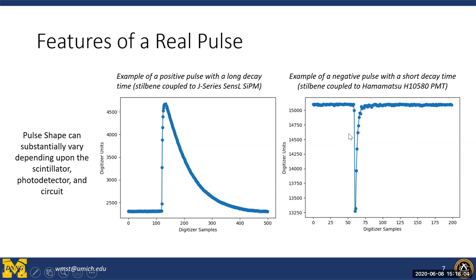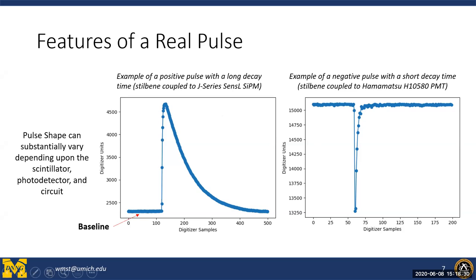So our Hamamatsu PMTs give off, in this case, much faster responses than do our silicon photomultipliers. And that's generally because the internal capacitance of SiPMs tends to be higher than PMTs. So that's interesting to note here, but you will see positive and negative pulses of varying sizes.